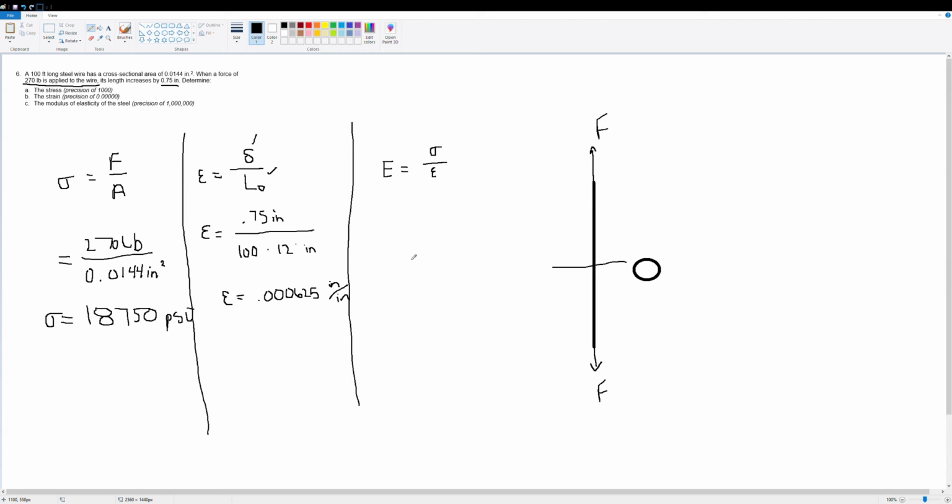The last part is calculating modulus of elasticity. If you recall from when we did beam deflection, modulus of elasticity is an inherent property of a material based on its chemical makeup, its resistance to deformation. So that's what we're calculating here, the modulus of elasticity for this steel rod. So all I need to do is, if I look at my equations, take the stress and divide it by the strain.